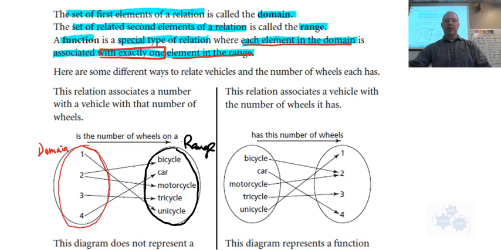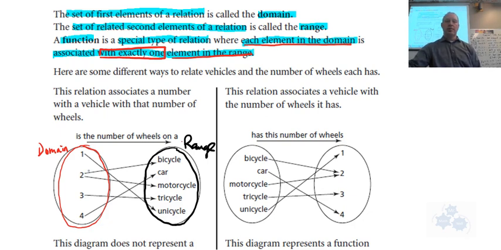Now, this right here, okay, is this a function? Is my question. So we have numbers 1 to 4, and the association is the number of wheels on, and then over here we have bicycle, car, motorcycle, tricycle, unicycle, and so on. All right, so is this relation a function? So think about this. Does each element in the domain have exactly one range value that it's associated with? Or are there any domain values that are associated with more than one? So the answer is this.